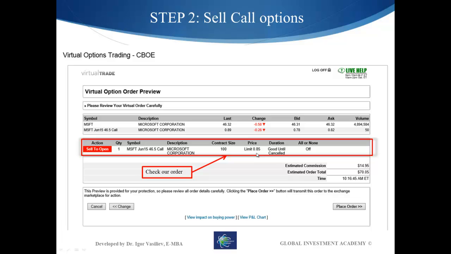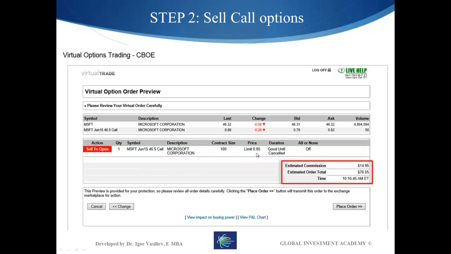And we set the limit price 85 cents, good until cancelled. And again, on the right hand side, we see the estimated commission and also the estimated order total. So it's our premium which we receive minus commission. So $70.05. Then again, we can change or cancel if we want to, or place the order.